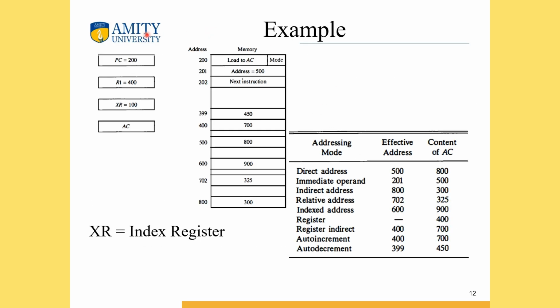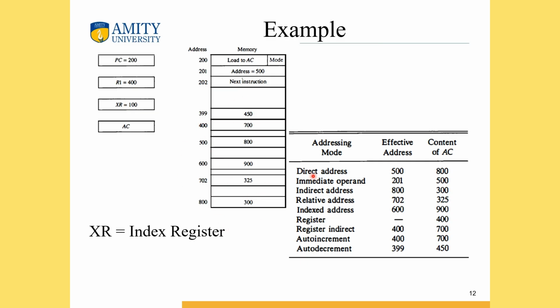Now here is an example of how we can refer to the different addressing modes. If we look at this memory, we can see that our address equals 500. We have load to AC, and then the mode will be given. These are the different addresses. Over here we have the program counter PC at 200. We have R1 as 400. We have XR, which is the index register, at 100, and then we have the accumulator. We have different values stored at different addresses.